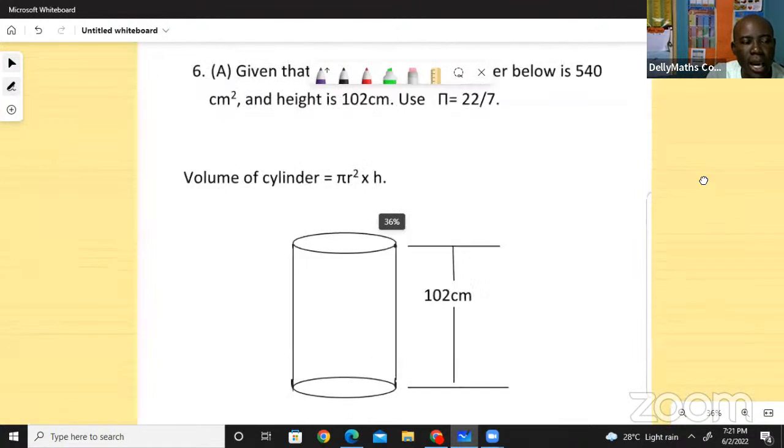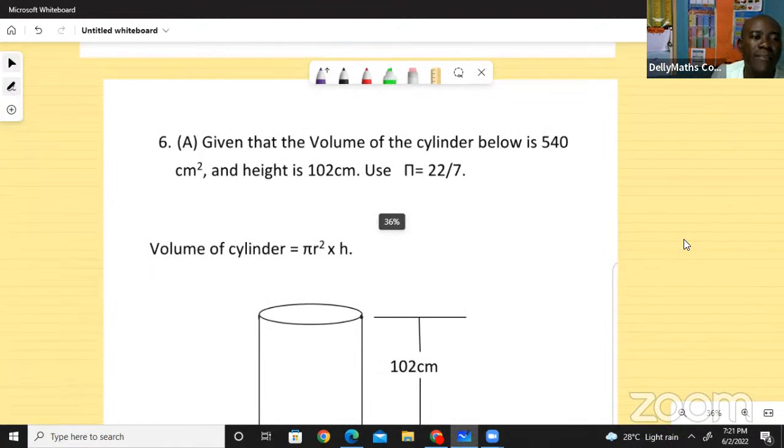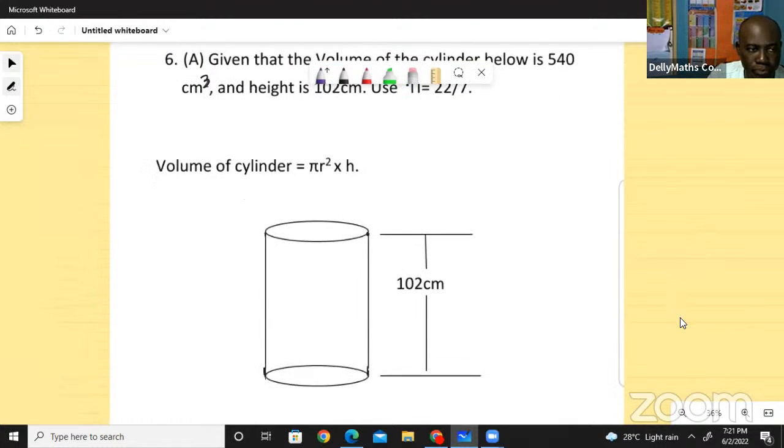So let's read the narrative. It says, given that the volume of the cylinder below is 540 cm cubed, and the height is 102 cm. They say use pi as 22 over 7, right? So they said use pi as 22 over 7 in this case.